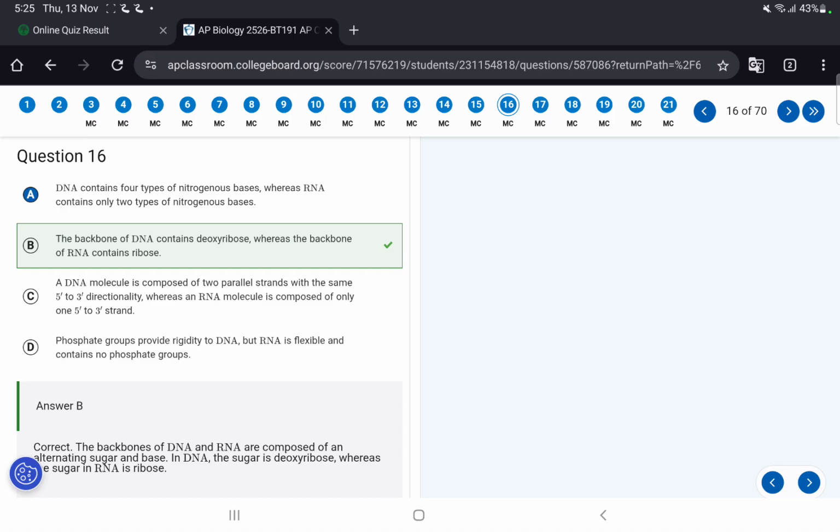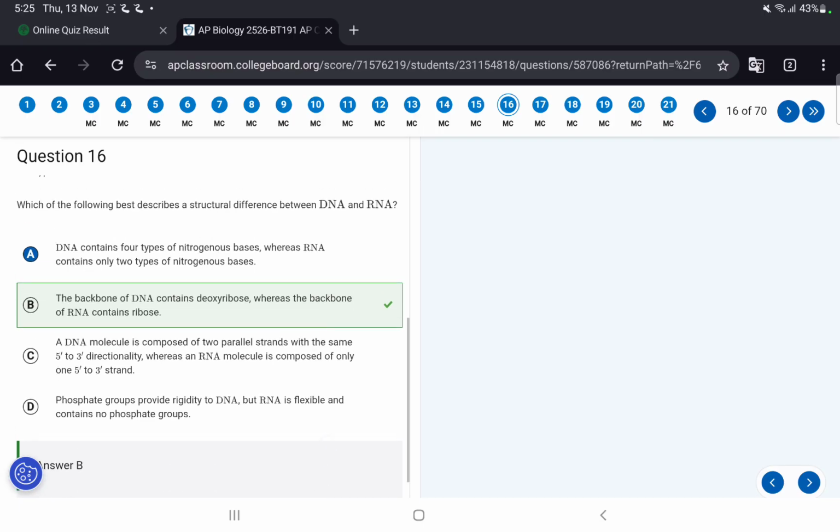Phosphate groups provide the rigidity to DNA, but RNA is flexible and contains no phosphate groups. No, just no. Okay, please. The backbone of DNA contains deoxyribose, the backbone of RNA contains ribose. That's the main difference between the two here.